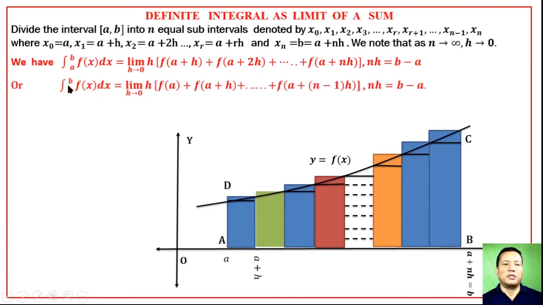Or the integral of f of x between a to b with respect to dx is equal to this: h times [f of a plus h plus ... plus f of a plus (n minus 1)h], where h tends to 0 and nh tends to b minus a.